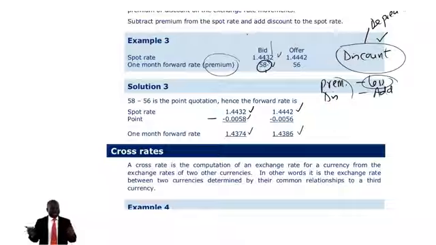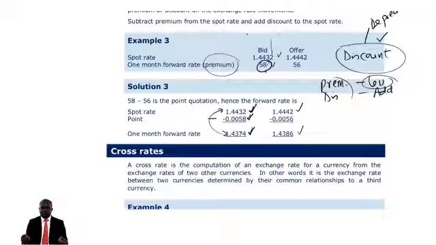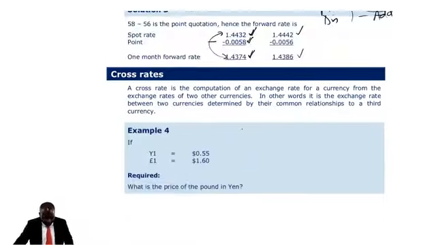So what the examiner did indirectly is the outright spot is this. The outright forward is that. And the difference between these two is what gave the 58 points. So when they find the difference between the spot and the forward outright, that gives you the points. So when they give you in the form of points, it's your job to reverse it back to the outright before you can exchange the currencies. Okay, so that is the point.